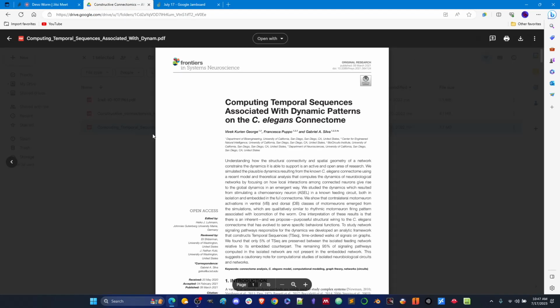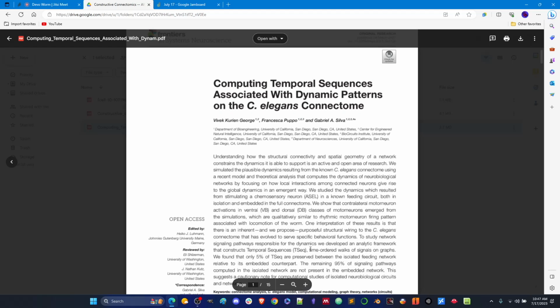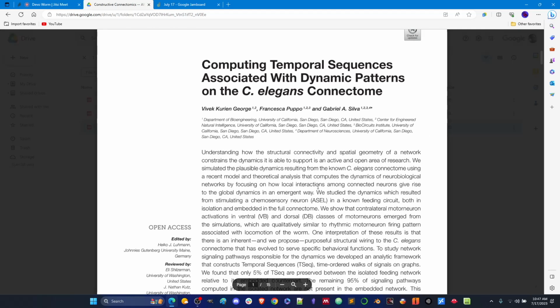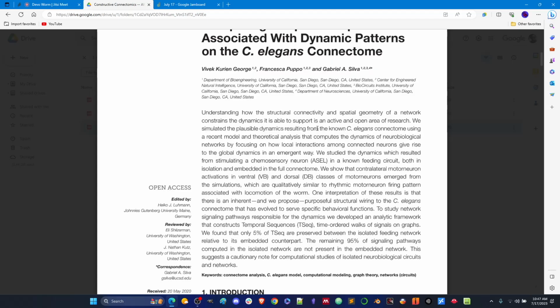elegans. So the first one is this Frontiers in Systems Neuroscience paper. This is from 2021, and this paper is called Computing Temporal Sequences Associated with Dynamic Patterns on the C. elegans Connectome. All right, so let's go over the abstract. Understanding how the structural connectivity and spatial geometry of a network constrains the dynamics of the network is an active and open area of research.